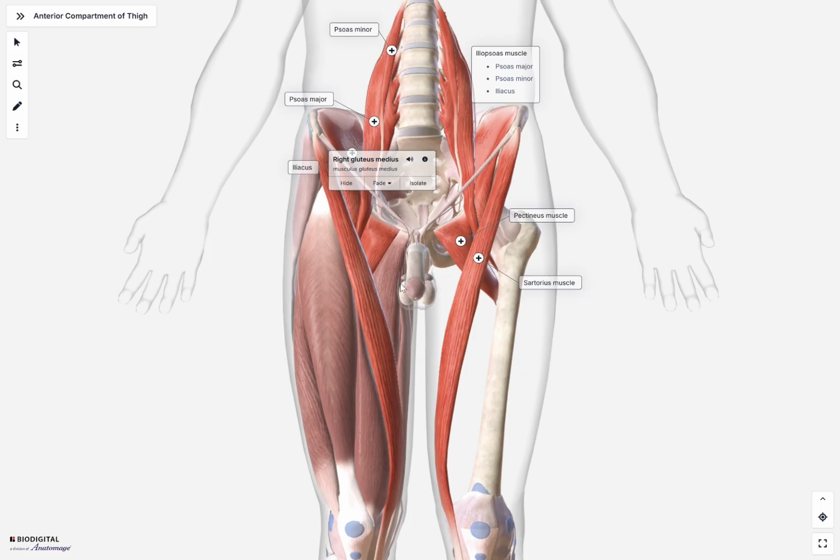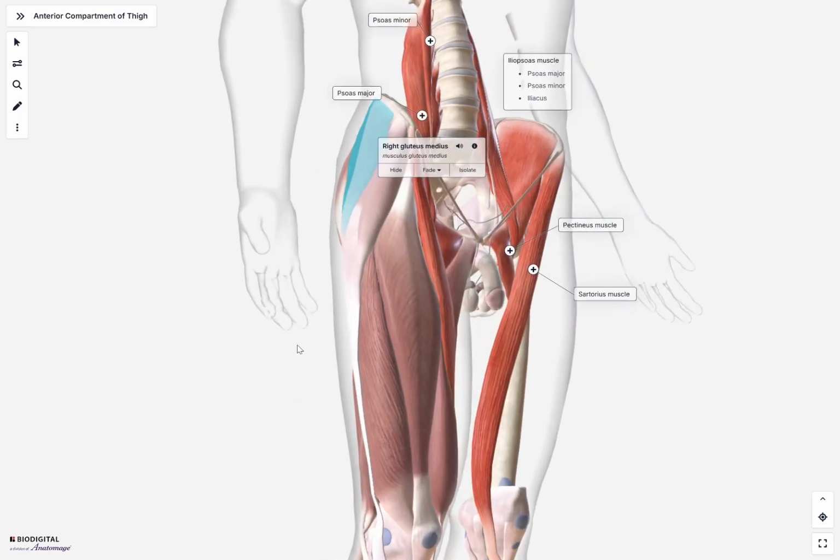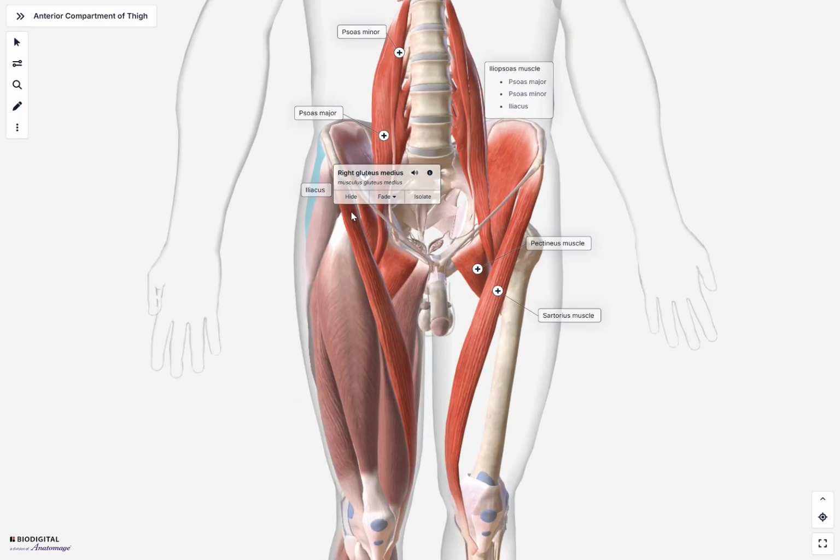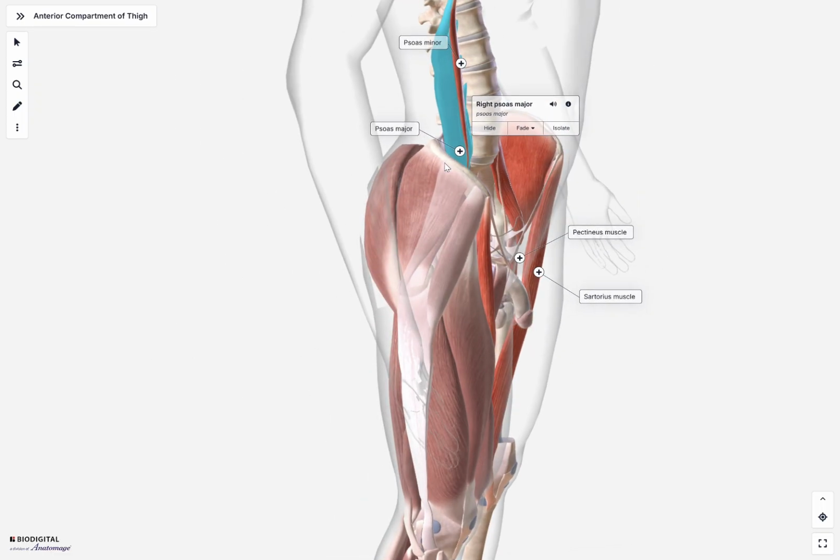To summarize the innervations of the anterior thigh, most of them are innervated by the femoral nerve, and the exceptions to this are the psoas major, which is innervated by the ventral rami of L1 through L3, and the tensor fasciae latae, which is innervated by the superior gluteal nerve.